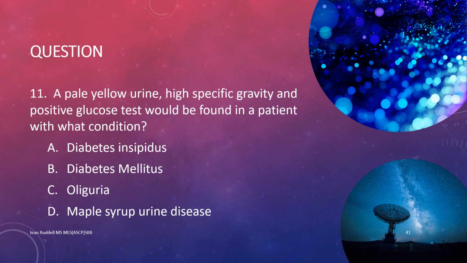Question 11. A pale yellow urine with a high specific gravity and a positive glucose test would be found in a patient with what condition? A, diabetes insipidus. B, diabetes mellitus. C, oliguria. D, maple syrup urine disease. The answer is B, diabetes mellitus. The key is that high specific gravity and glucose together. And pale urine because it's more dilute.